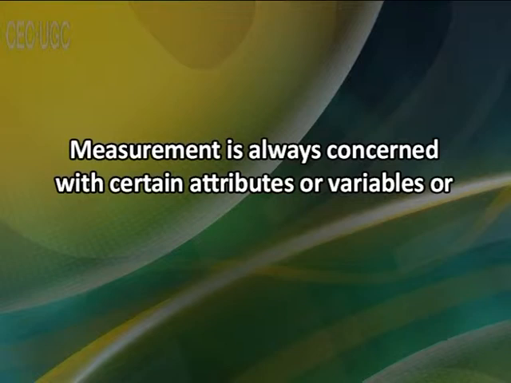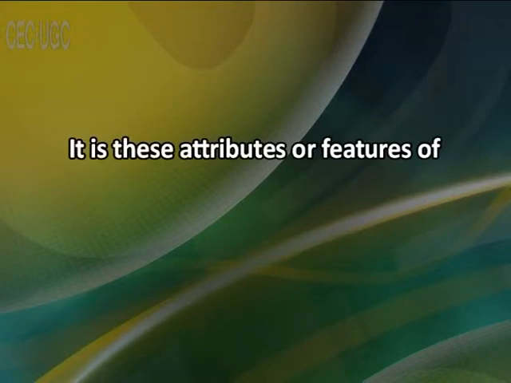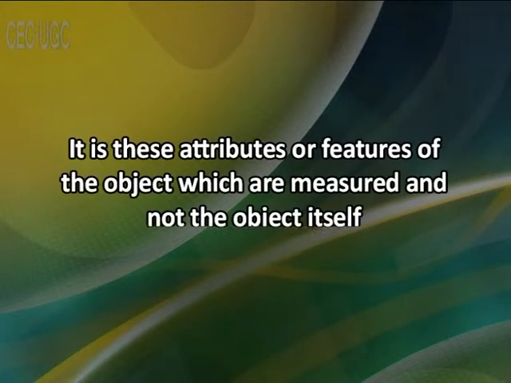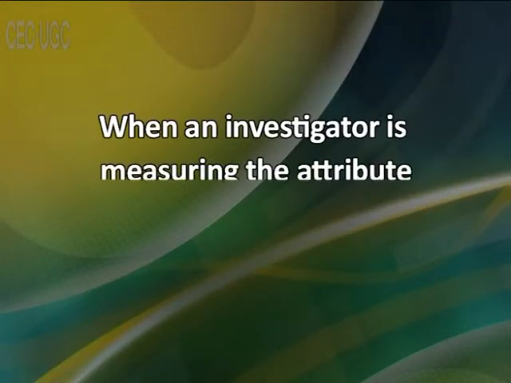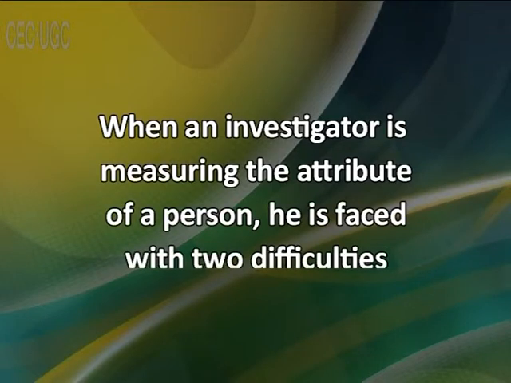Second, measurement is always concerned with certain attributes or variables or features of an object. It's these attributes or features of the object which are measured and not the object itself. For example, one would measure the aptitude, intelligence, attitude, etc. of a person and not the person himself.